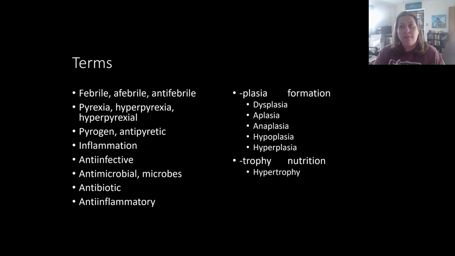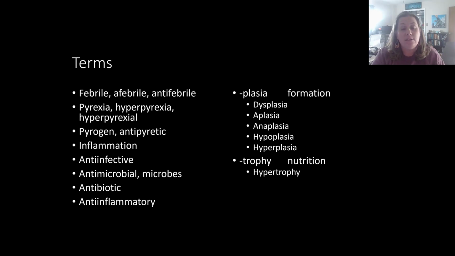All right, so let's talk about some terms here. When we're talking about terms, guys, in this particular case, you're going to see some of these prefixes that we talked about previously. So febrile is talking about a fever. So if it's afebrile, it's without. Antifebrile means it's against the fever. So antifebrile medication is to help fight or go against the fever.